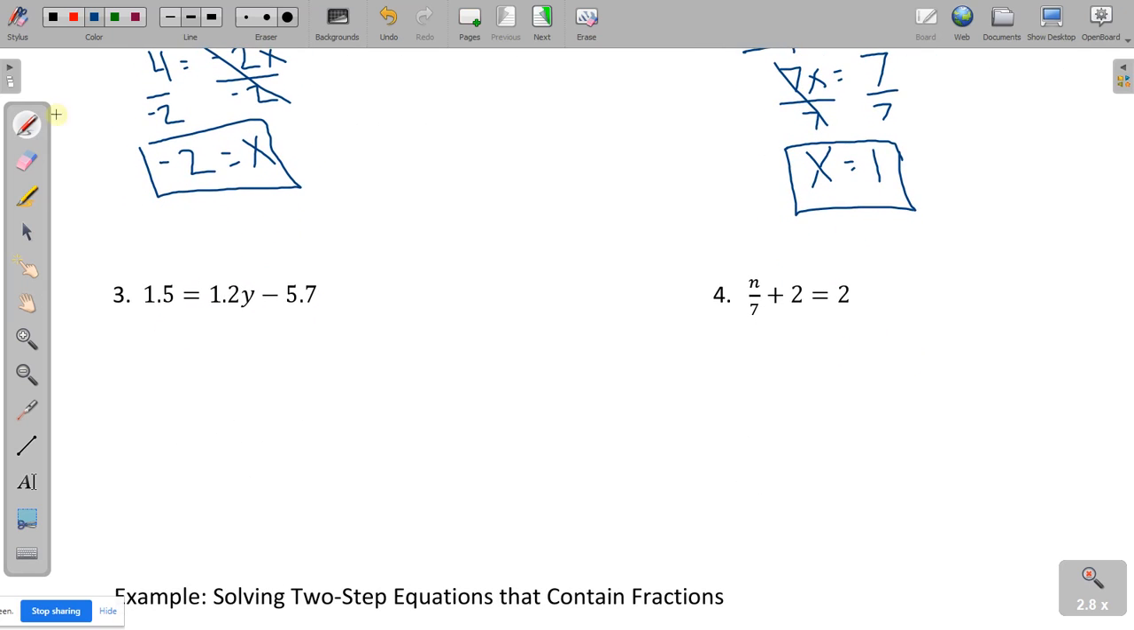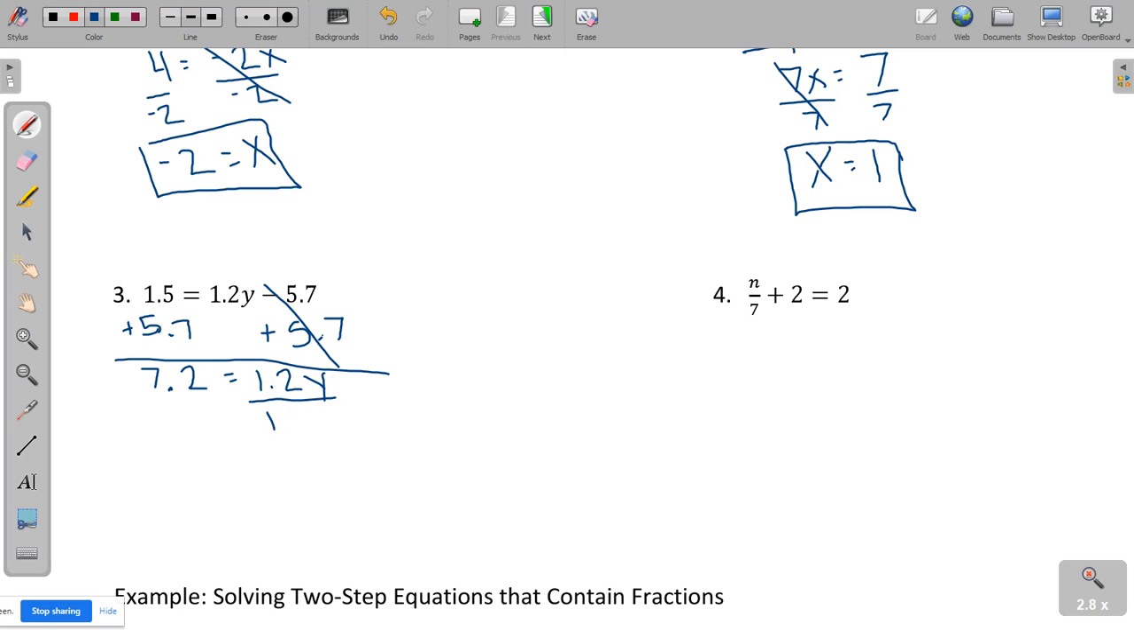Okay, let's check 3 and 4. So we have 1.5 equals 1.2y minus 5.7. So we have to get rid of the loose number. So we have to add 5.7 to both sides. So it cancels out. 1.5 plus 5.7 gives us 7.2. And bring down your 1.2y.